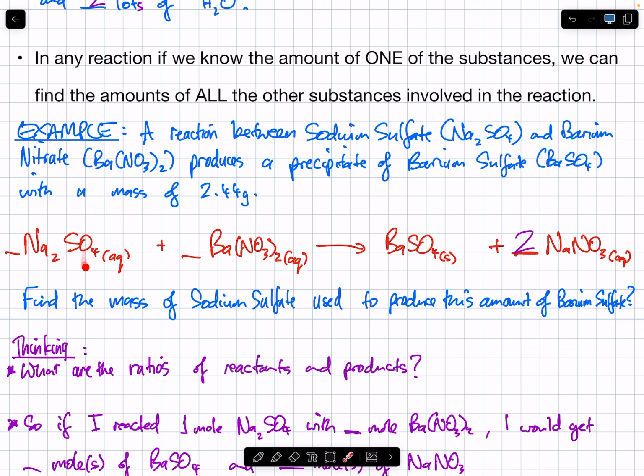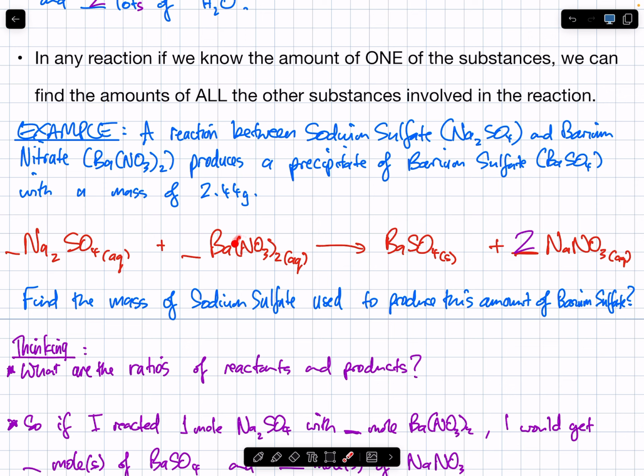How many oxygens? 4. No, because there's some oxygens here too. How many oxygens here? 3 times by 2. 6 plus 4. How many oxygens do we have here? 4. And 3 times by 2. Do we have 10 on both sides now? That 2 fixed everything. How many bariums do we have? 1 and 1. All good.